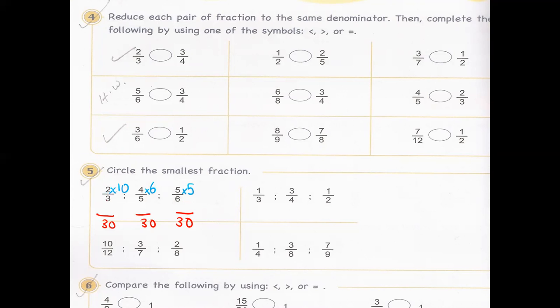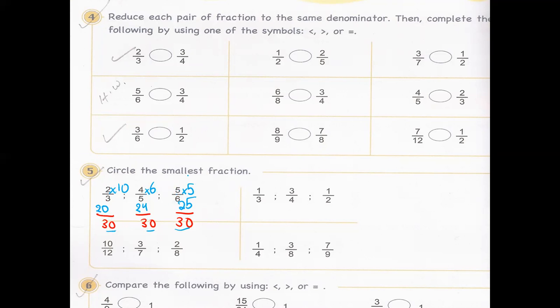Before I copy, I can't copy 2, 4, 5. No, we have to multiply the first numerator by 10, the second one by 6, then by 5. Then we choose the smallest fraction. 2 times 10, 20. 4 times 6, 24. 5 times 5, 25. Now we are comparing 3 fractions having the same denominator, 30.